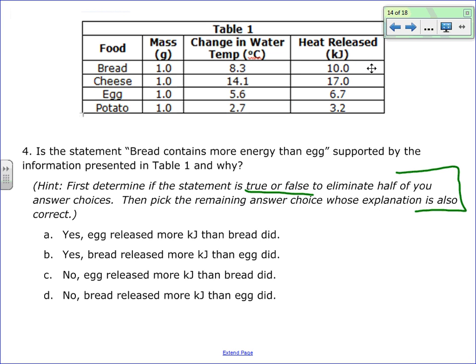All right, so as we start taking a look through these questions, let's just make sure that we can tackle 4, which kind of has the hint still on it. So is the statement, and our statement is here, bread contains more energy than egg. Is that true or false?